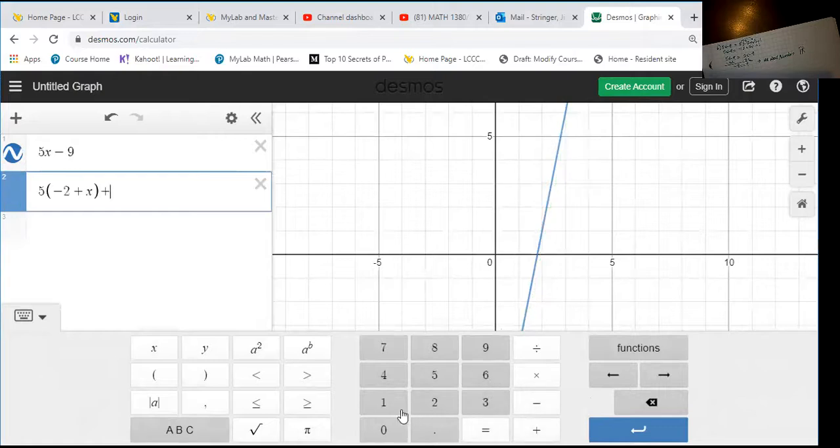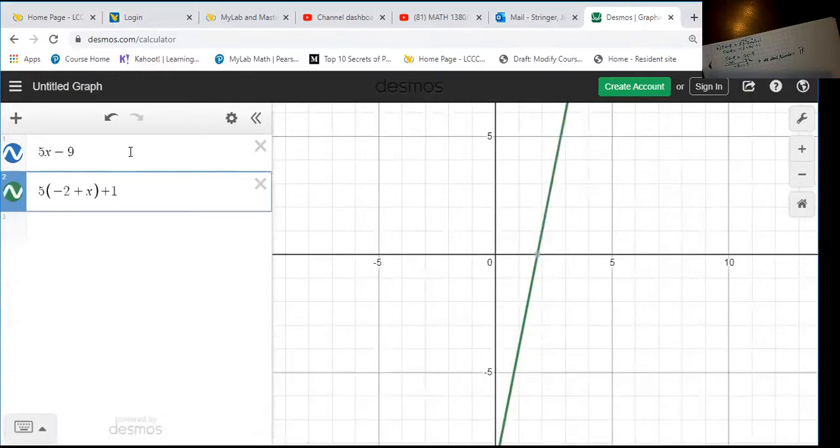All right, look what happens. When I graph this one, it's the blue line. When I graph the green line, it's the same line. So all the solutions are everything: one line lies on top of the other line because they end up being the same line. So they all have the same solutions.